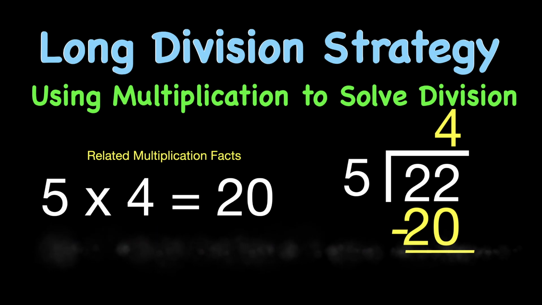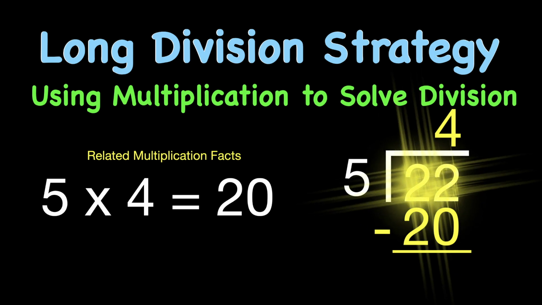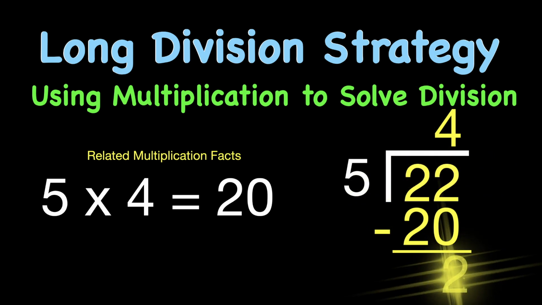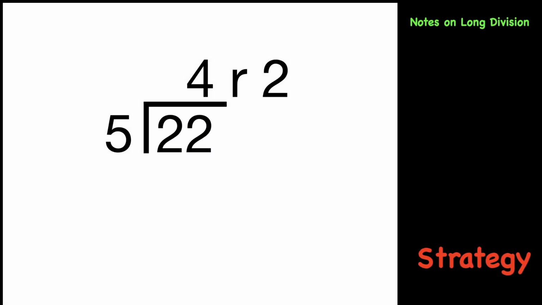Now, the reason why we subtract is that we need to find out how close did we get. 22 minus 20 is equal to 2. So really what we're saying is that our answer is 4 groups of 5, but we had 2 left over that did not fit in a group.